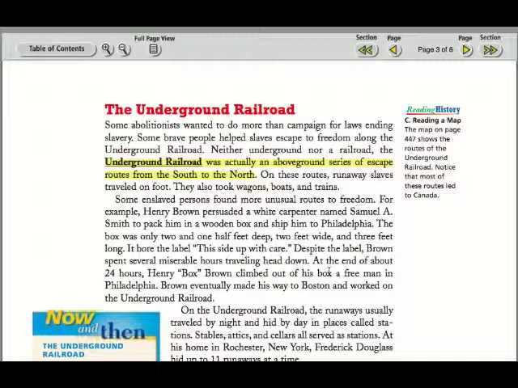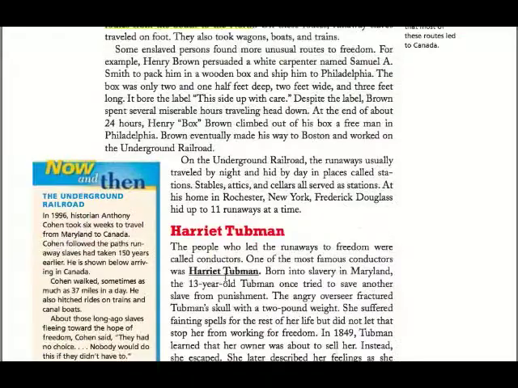Despite the label, Brown spent several miserable hours traveling head down. At the end of about 24 hours, Henry Box Brown climbed out of his box a free man in Philadelphia. Brown eventually made his way to Boston and worked on the Underground Railroad.